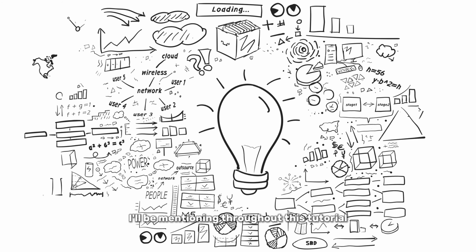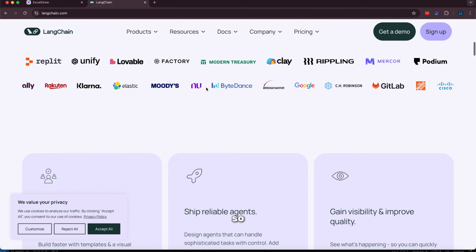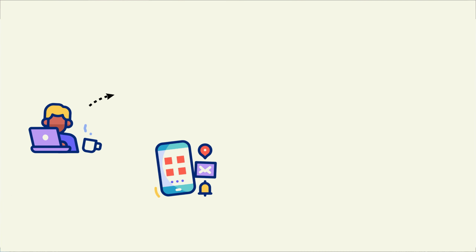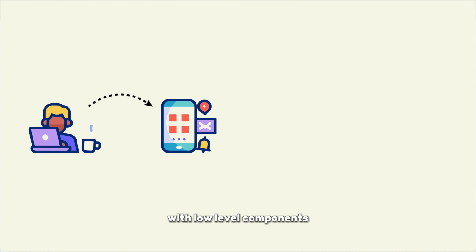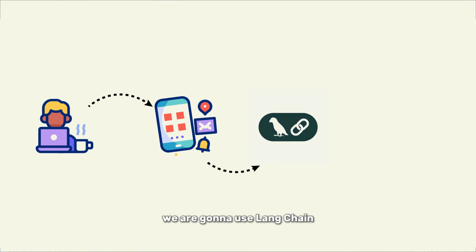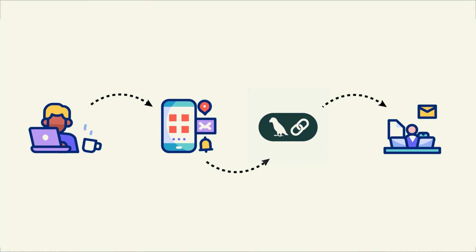First, we're going to use something called LangChain. LangChain is an open source framework for building powerful applications using large language models like OpenAI's GPT, especially in combination with external data sources and tools. So instead of building out a Python application from scratch with low-level components, we are going to use LangChain, which will guide us and make it a lot easier.